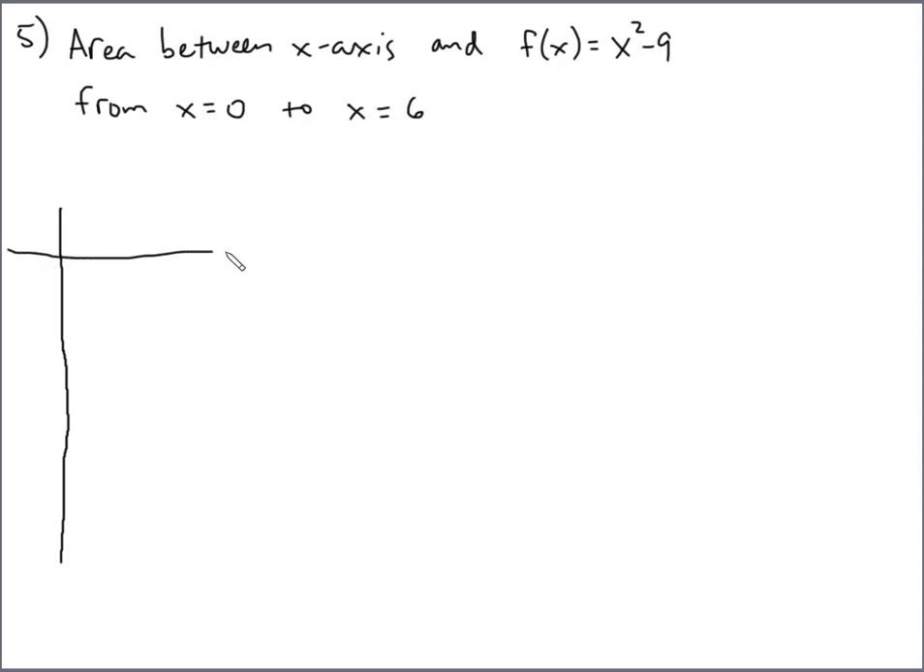So this is a parabola opening up. Its y-intercept will be down here at -9, and then if you check the x-intercepts, if you set this thing to 0, x squared minus 9 equals 0, you get x squared equals 9, so x equals plus or minus 3. It's going to intercept the x-axis at 3. We have to go all the way out here to 6 though. So 3, 4, 5, 6.